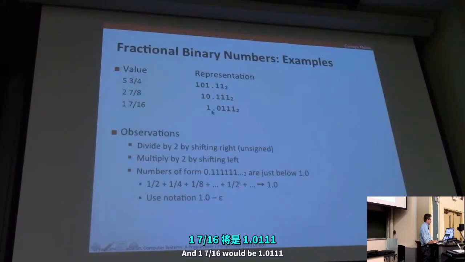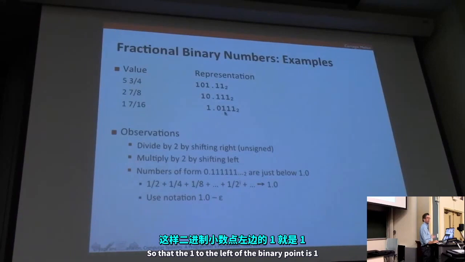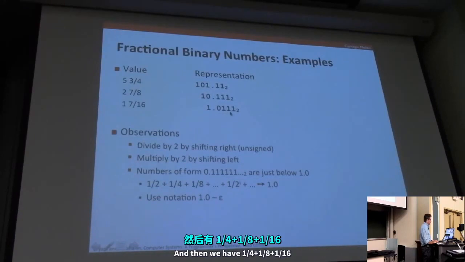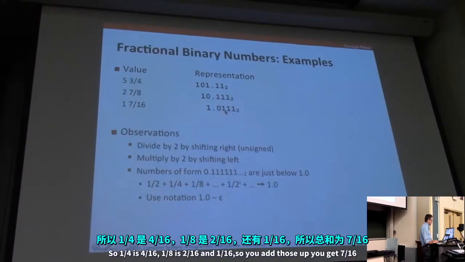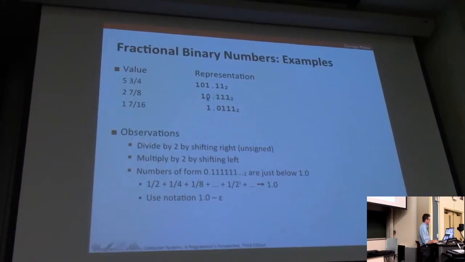And 1 7/16 would be 1.0111. The 1 to the left of the binary point is 1. And then we have 1/4 plus 1/8 plus 1/16. So 1/4 is 4/16, 1/8 is 2/16, and 1/16. You add those up, you get 7/16.